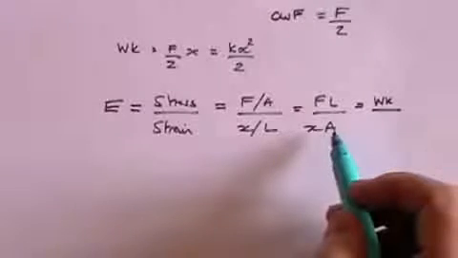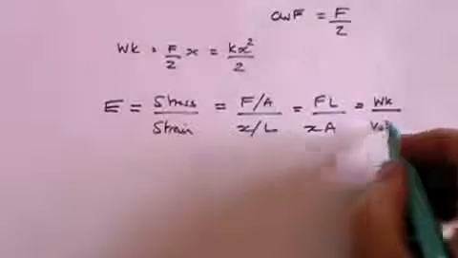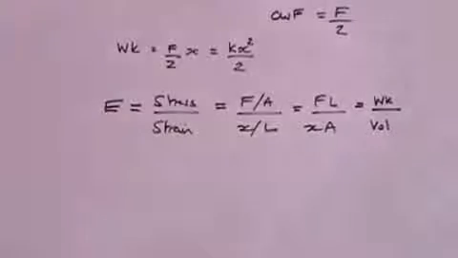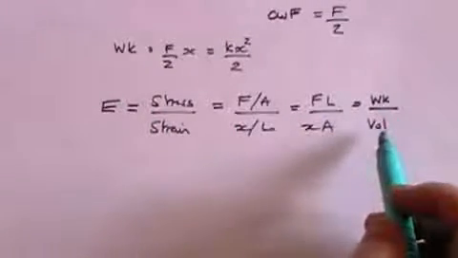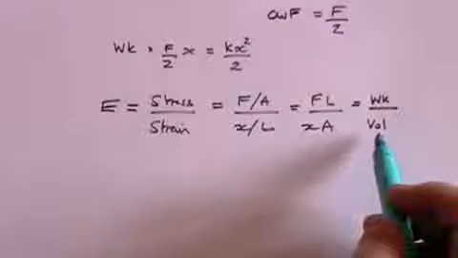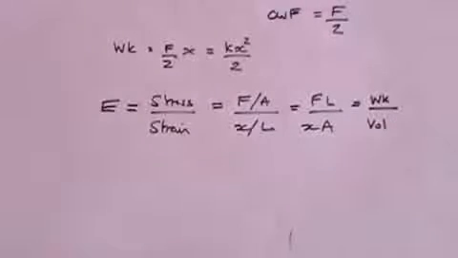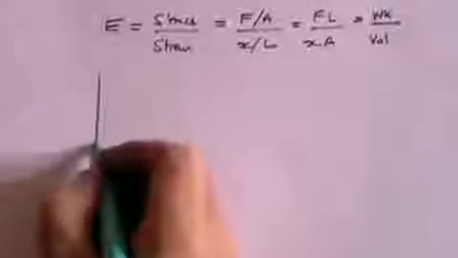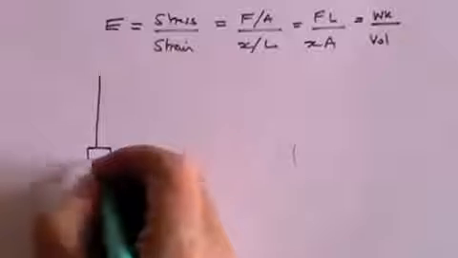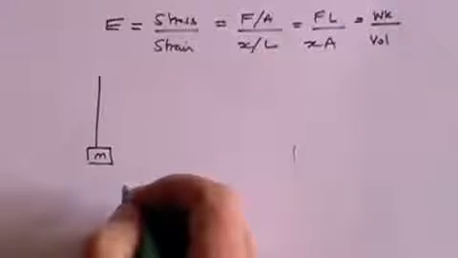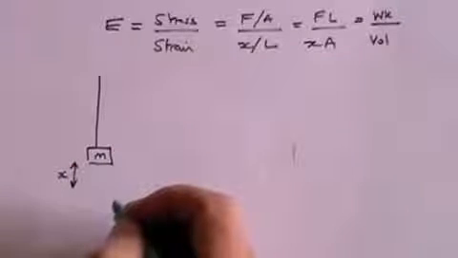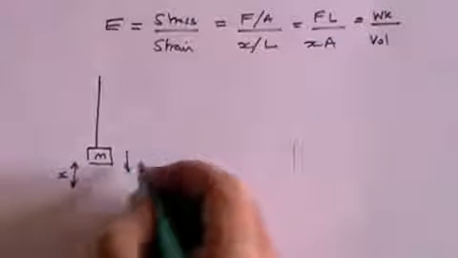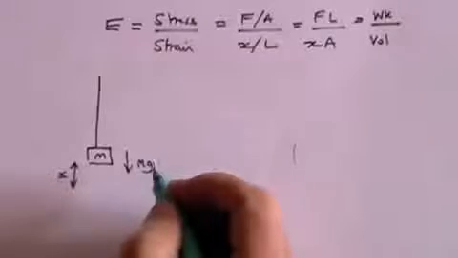Extension times cross-sectional area is volume. So really, Young's modulus is measuring the work done or the energy stored per unit volume of the material that you are stretching. And again, you can do an experiment to measure Young's modulus. Take a wire, put varying masses on the wire and measure the extension x for each mass. The force, of course, will always be mg.